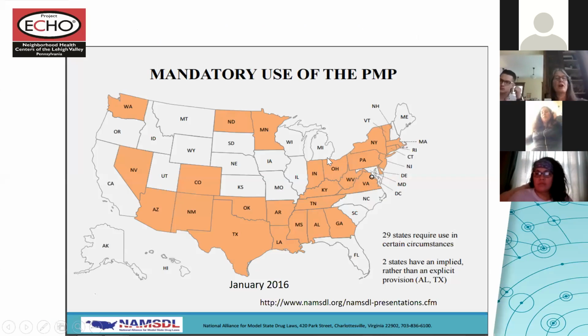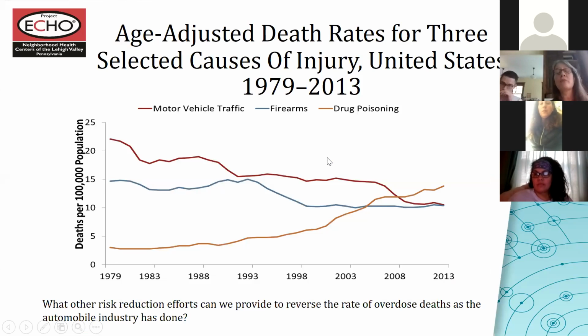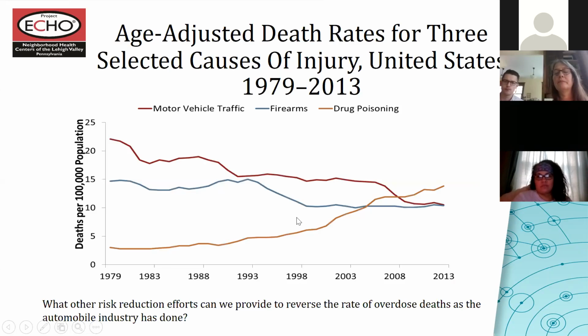Good. All right. We've had lots of harm reduction efforts as far as motor vehicle accidents. We talked about some of those in the beginning: seat belts, safety features, airbags, and we see that the deaths have been decreasing. But for our drug poisoning, the rates have been going up.